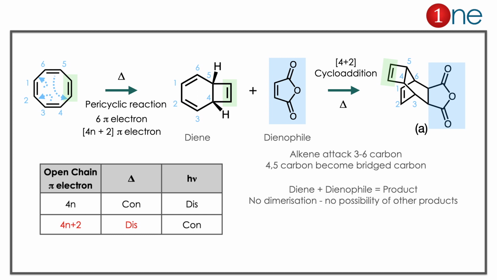Why are the other possibilities not there? Because the reaction is always between diene and dienophile. No dimerization is possible because you have a ready dienophile. Here you have to learn two important things. If you have pericyclic electrons, you think of a pericyclic reaction. Here 4n plus 2 pi electrons, disrotation. Second thing is the 4 plus 2 cycloaddition, which is a thermal reaction. It always occurs between a diene and a dienophile.